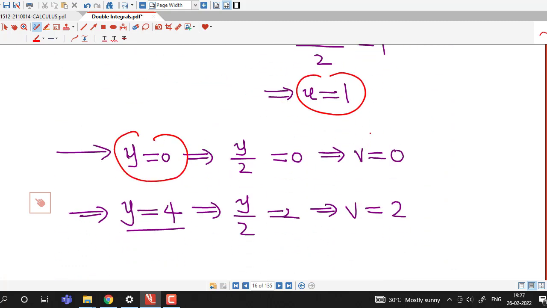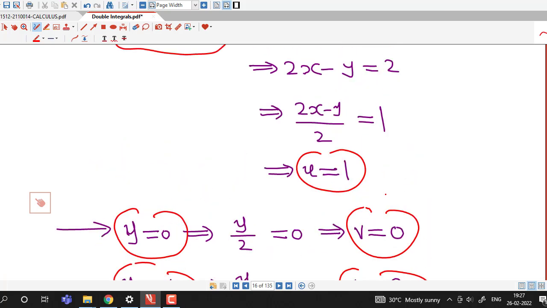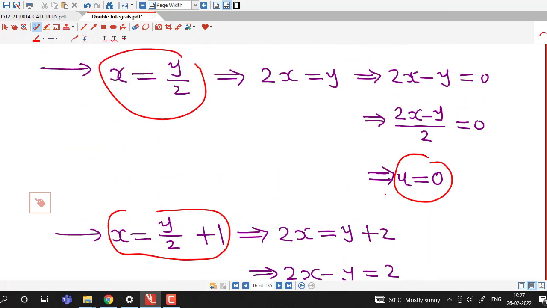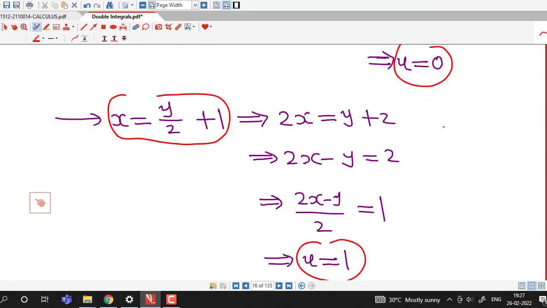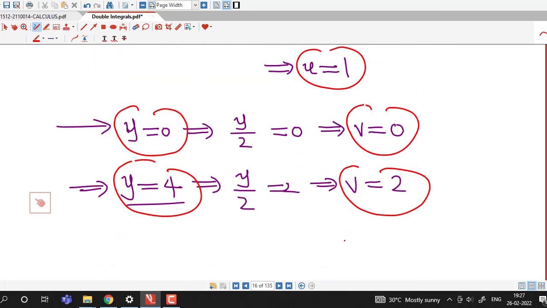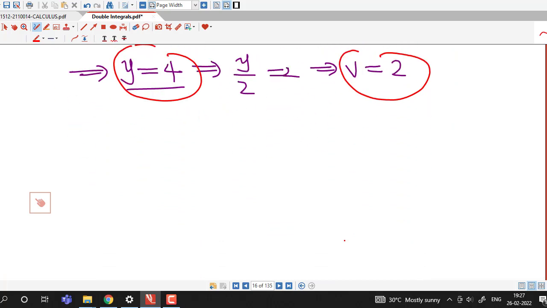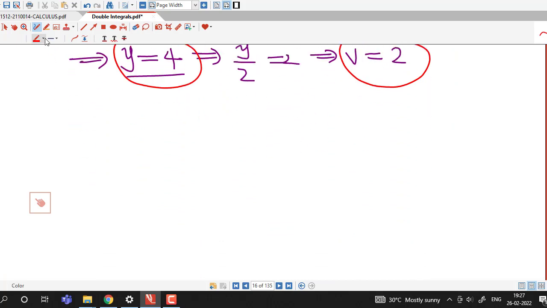y equal to 0 is converted into v equal to 0 and y equal to 4 is converted into v equal to 2. Therefore, the region in the UV plane will be the region bounded by these 4 lines: u equal to 0, u equal to 1, v equal to 0 and v equal to 2. That means we are having the rectangular region. All the limits are constants.